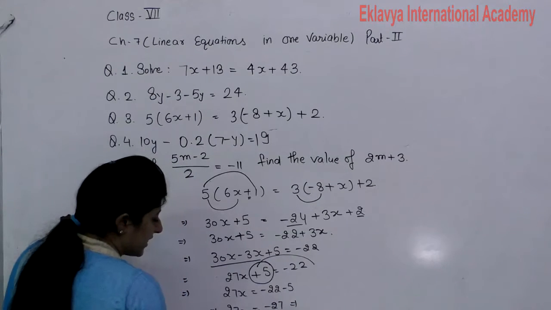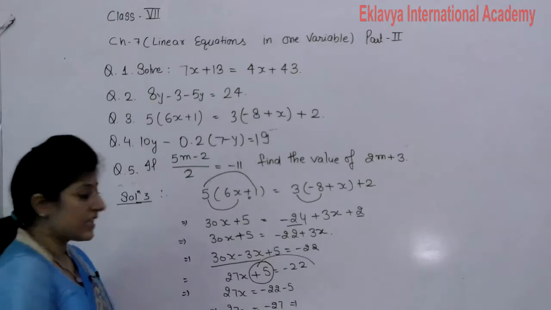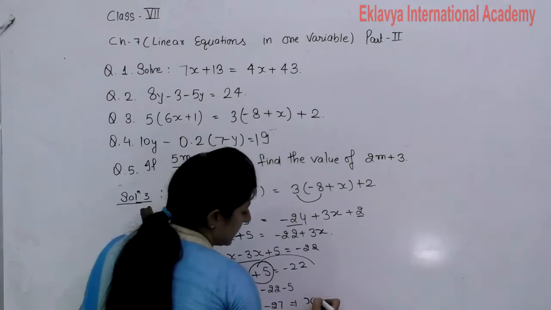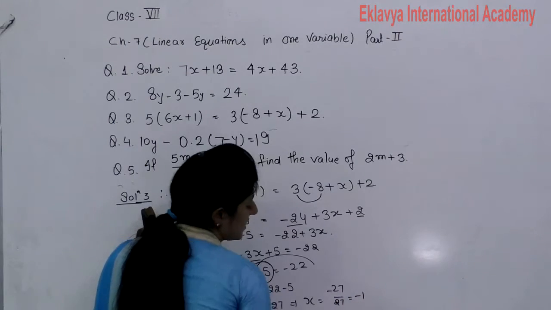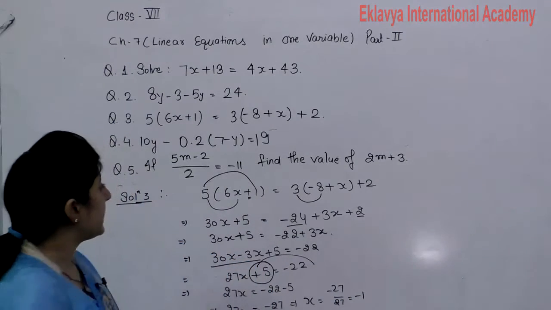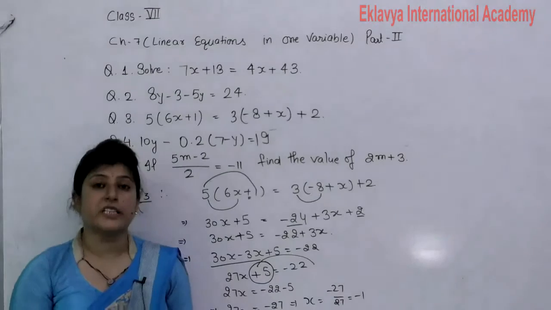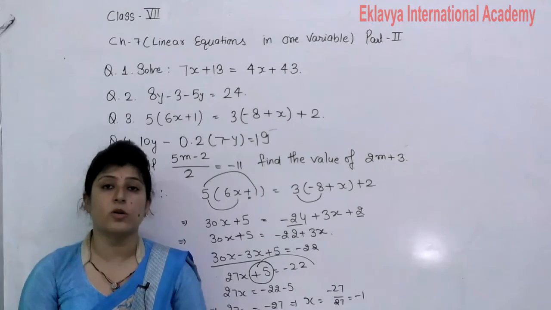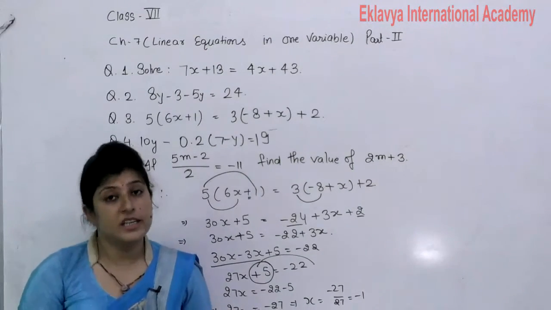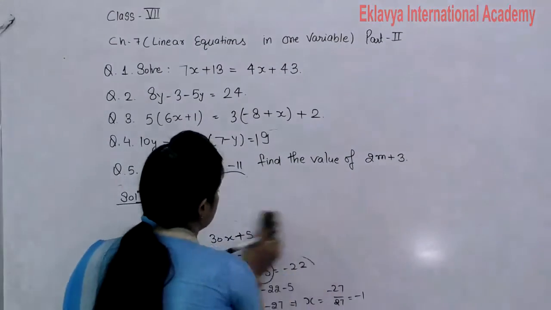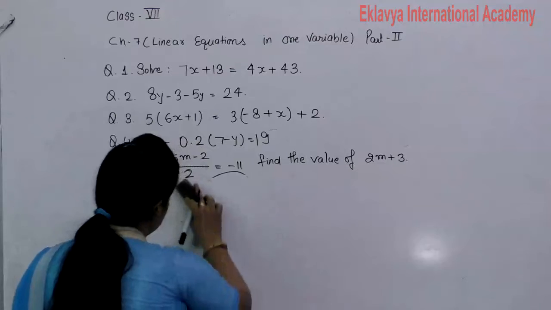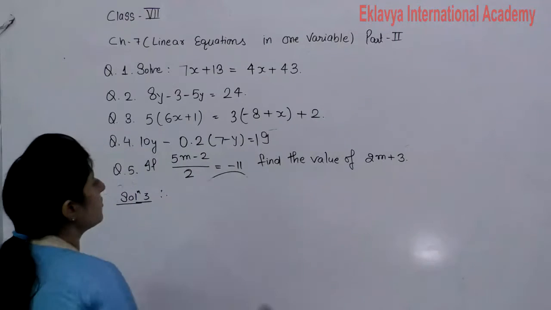Now see, it is in multiplication. When we change the side, it comes in division. Then your answer is minus 1. It means x is equal to minus 1 is the solution or root of this given equation. Solve the other problems. It's very easy if you solve properly.